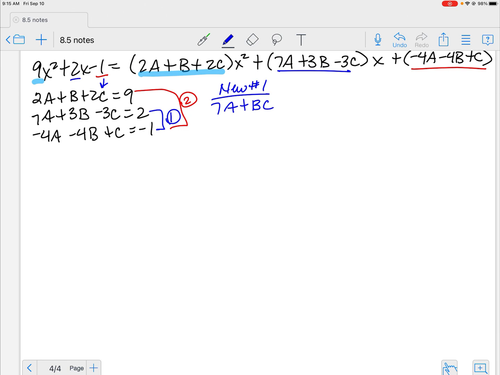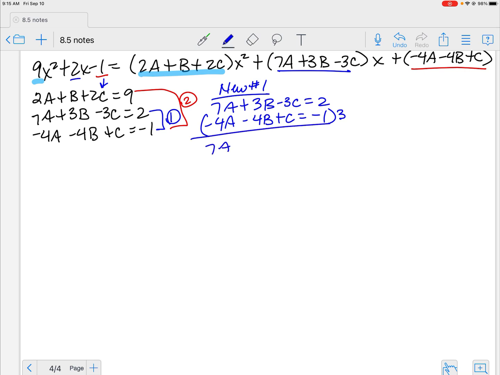So 7a plus 3b minus 3c is equal to 2. Negative 4a minus 4b plus c is equal to a negative 1. Now, if I'm going to eliminate the c, remember, elimination method, I'm going to multiply through by a 3. Because I want to have a positive and a negative as my coefficients. I already have the negative 3, so I just multiply through with a positive 3.